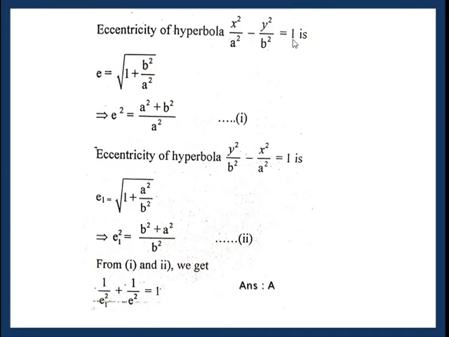Now for this hyperbola, eccentricity is e. Use the regular formula. Basically e is root of a square plus b square upon a square. Split the numerator to get this, so this is e square, and you can take the reciprocal. For this hyperbola, this is e1 square. Take reciprocals. If you add reciprocals, you get a square upon a square plus b square plus b square upon a square plus b square. Denominator is the same. Add numerators, so you get 1. So the correct option is A.